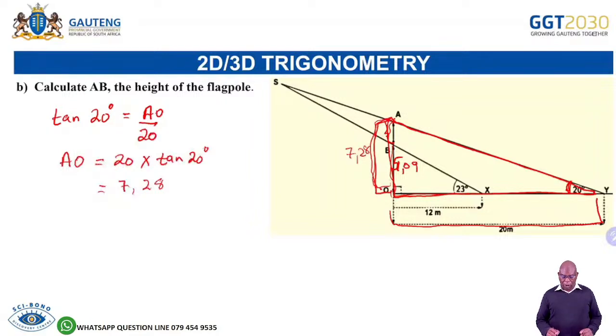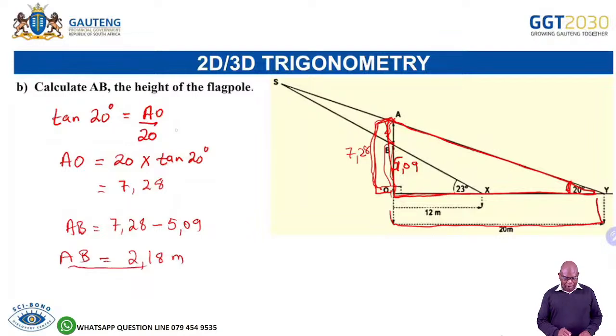But what am I looking for? I'm only looking for AB. So if I'm looking for AB, how am I going to get AB? It's going to be 7.28 minus the 5.09. Then the answer that I'm going to get is a simple 2.18 meters. So the height of the flagpole is that one, which is 2.18 meters.